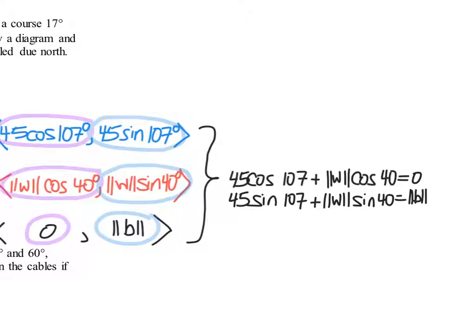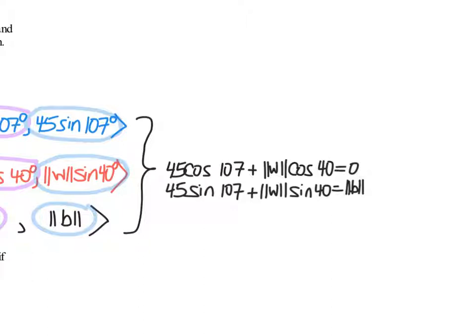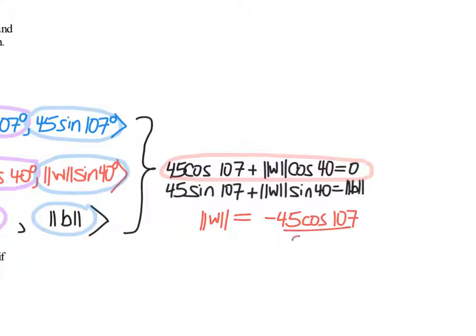Let me circle it in highlighter again. I'm going to solve the first one for w. This time I'll actually do it in red because that's what I intended to do before. So we'd be looking at the magnitude of w is equal to negative 45 cosine 107 over the cosine of 40. All right, that can then replace, back to highlighter, and do that in blue, the w in the second equation.